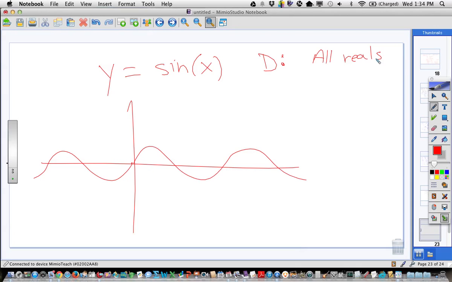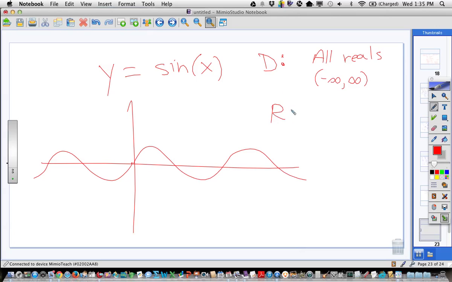Now, when we say all reals, you can write out all reals, or you can actually write negative infinity to infinity. Now, whenever you put infinity, you would not want to put a square bracket. Right? Doesn't make sense. You cannot include infinity. So it's got to have an open parenthesis. And they would take off for that on the AP test, for sure.